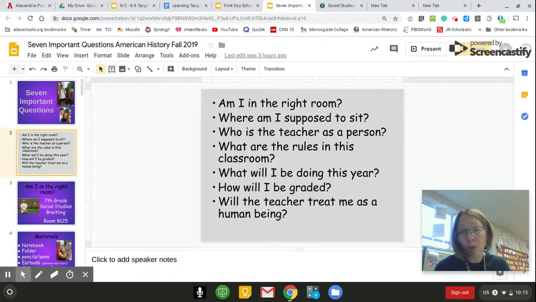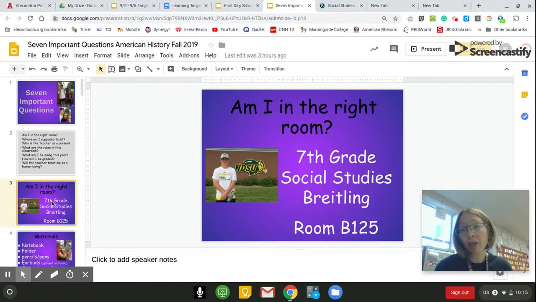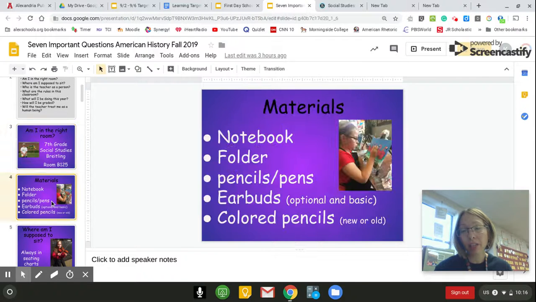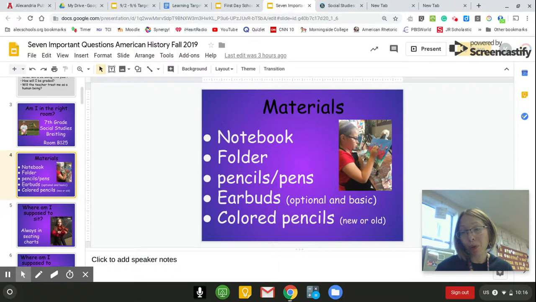Am I in the right room and where am I supposed to sit? If you're gone, then you just need to come talk to me because I do have seating charts, and I'll show you where you're supposed to sit. But this PowerPoint is available in Schoology. It's in my first week folder, and right now I believe that folder should be highlighted purple. So you can run through and see some of this. I have my activities for the first couple of days embedded with pictures of my kids, because that's a part of getting to know me, because they're a big part of who I am.